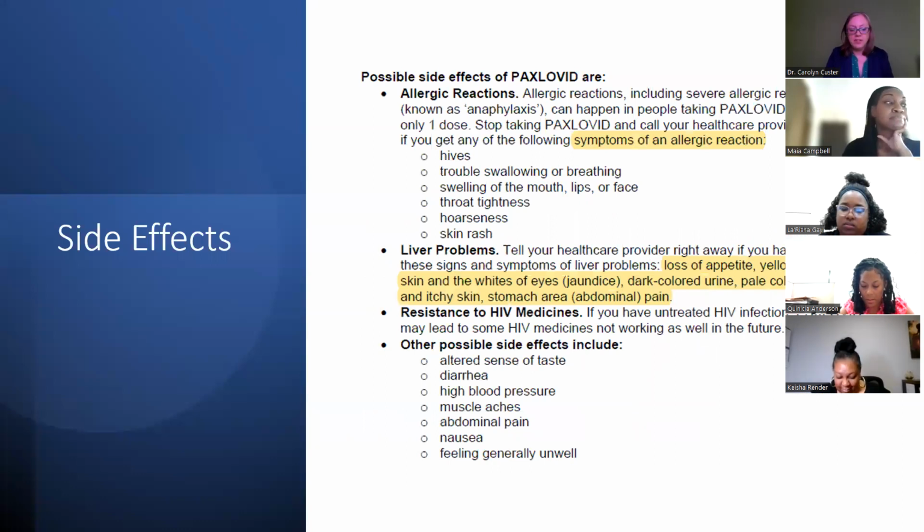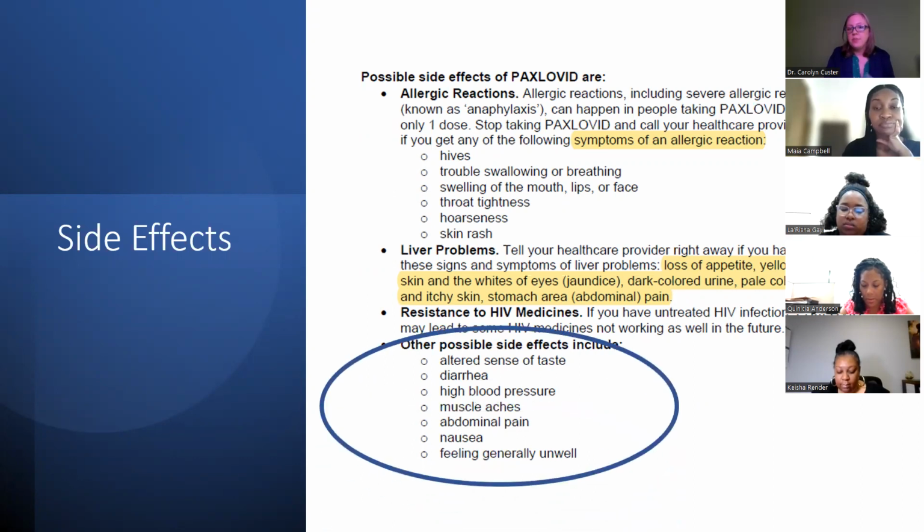Here are some side effects to look for. The most important thing is liver damage. If you have anything like your skin or eyes turning yellow, or you're getting really itchy, or your urine's dark, please give the office a call right away. Here's some other side effects that I've circled. These are more common, and if they do happen, they will resolve in 3 to 5 days. So I'd like to make sure I've explained everything clearly to you. Can you tell me, how are you going to take Paxlovid and what will you look for?